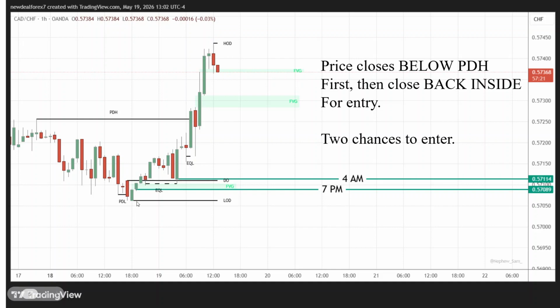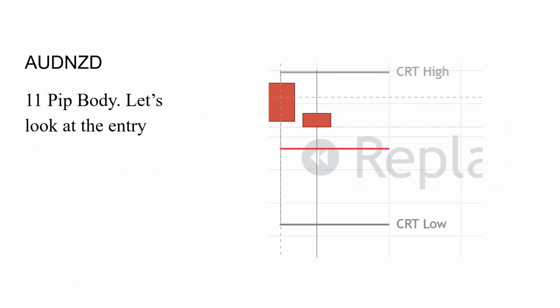Wait for the break, wait for the close back inside. That's it. You don't need any indicators for this. All you're looking at is price action on the 1-hour chart. That's it. Okay, please don't overcomplicate this.